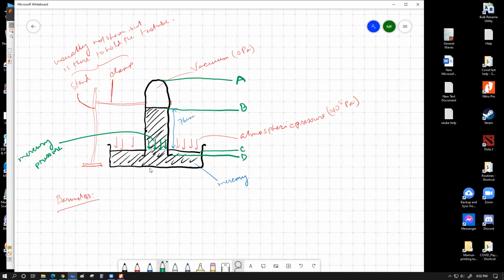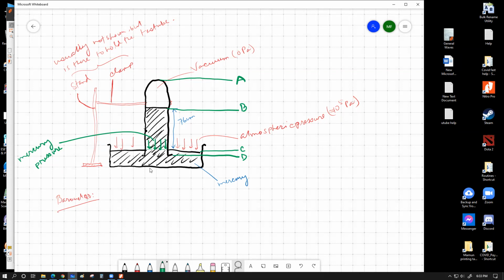between the mercury levels inside and outside the test tube works as H for the formula P equals H rho G.